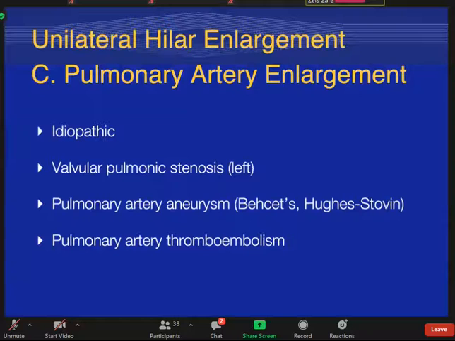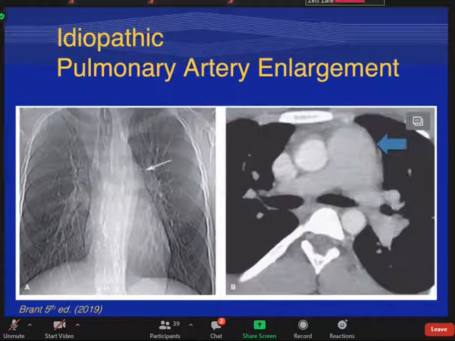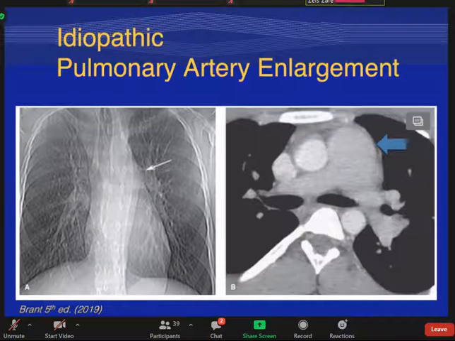Abnormal enlargement of the right or left pulmonary artery can either be idiopathic or from valvular pulmonic stenosis, pulmonary artery aneurysm, or pulmonary artery thromboembolism. This scout view from chest CT shows abnormal convexity in the region of the main pulmonary artery, and enhanced CT shows a dilated main pulmonary artery with normal right and left pulmonary arteries.